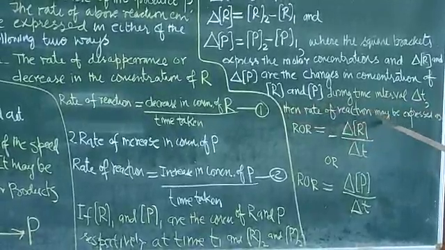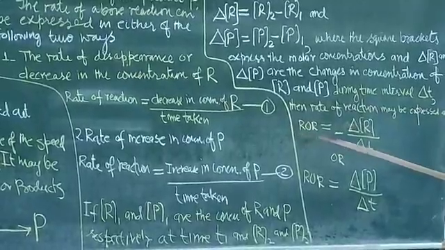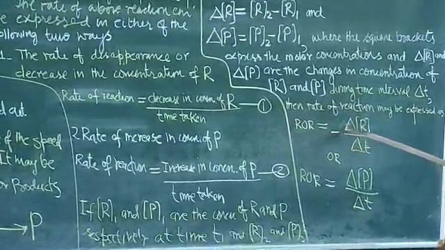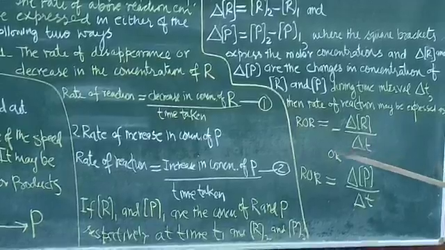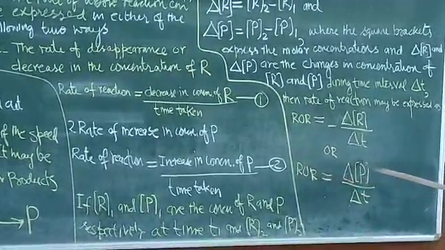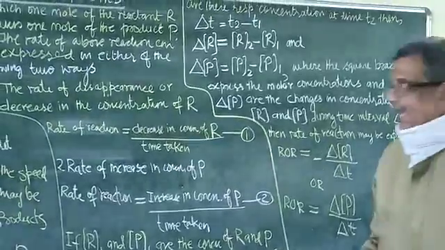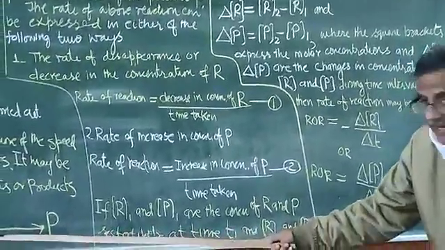The rate of reaction will be expressed as ROR, that is, rate of reaction is equal to minus delta R over delta T, or ROR is equal to delta P over delta T. What do you mean by this? By this you mean that with the passage of time, the concentration of the reactant decreases.